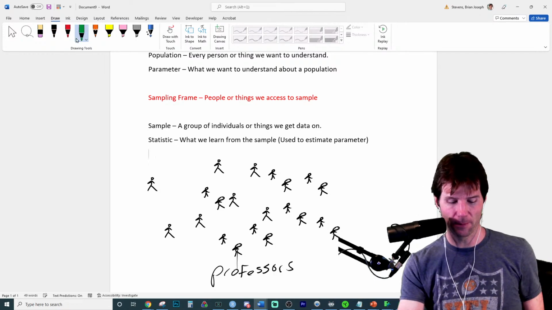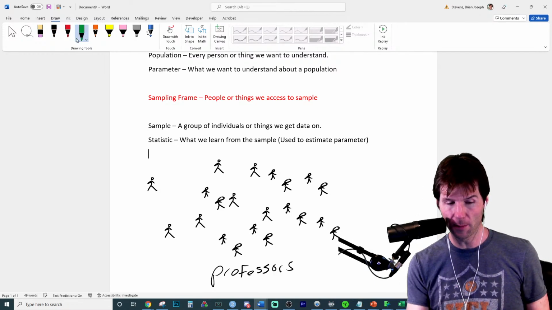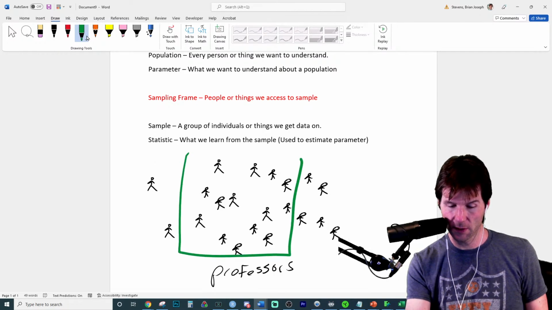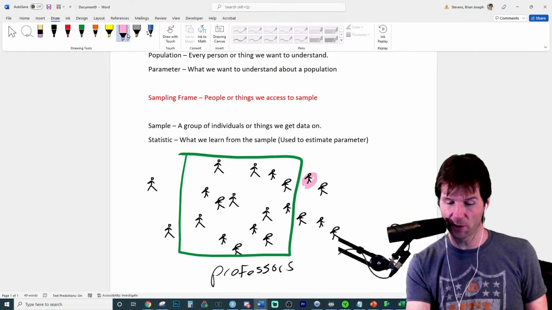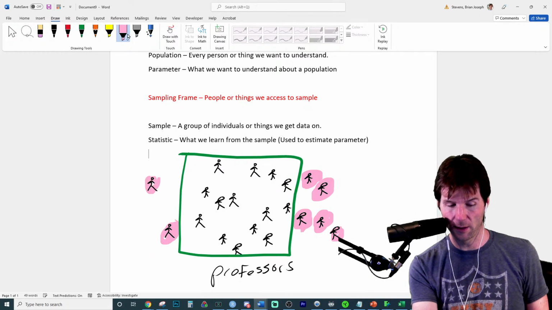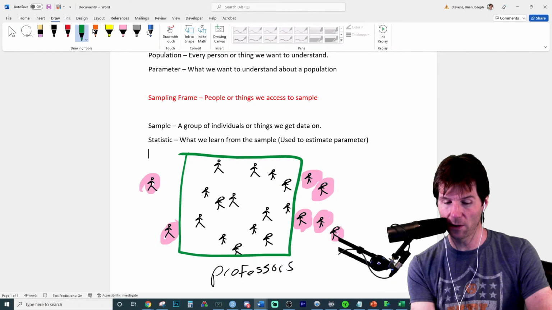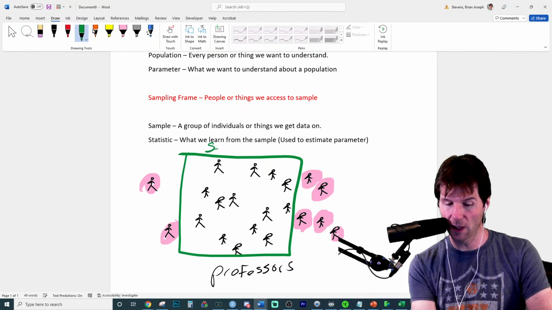And we'll draw a little frame around here. Some professors, if they don't look at their email, I'll draw a little frame like this. Those professors would be outside of your what? These professors right here that you want to understand, you can't possibly sample them because they're outside of your sample frame, right? So this is the sample frame. It's sampling frame or sample frame.